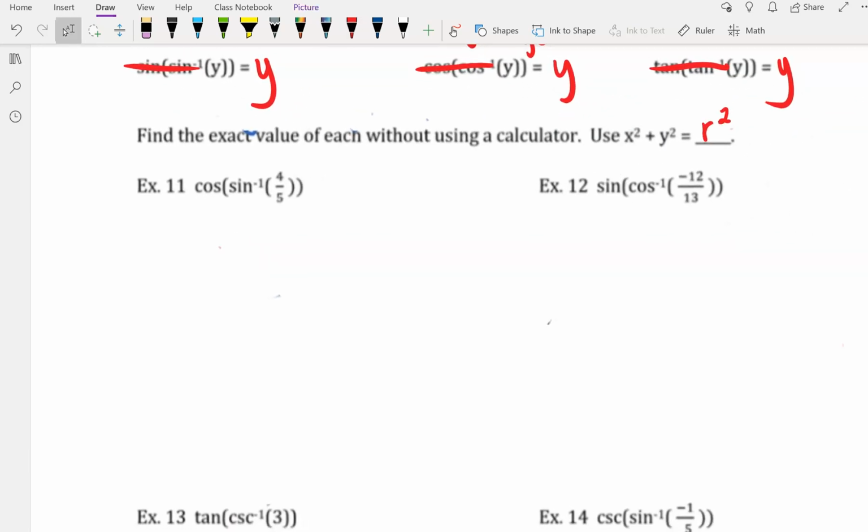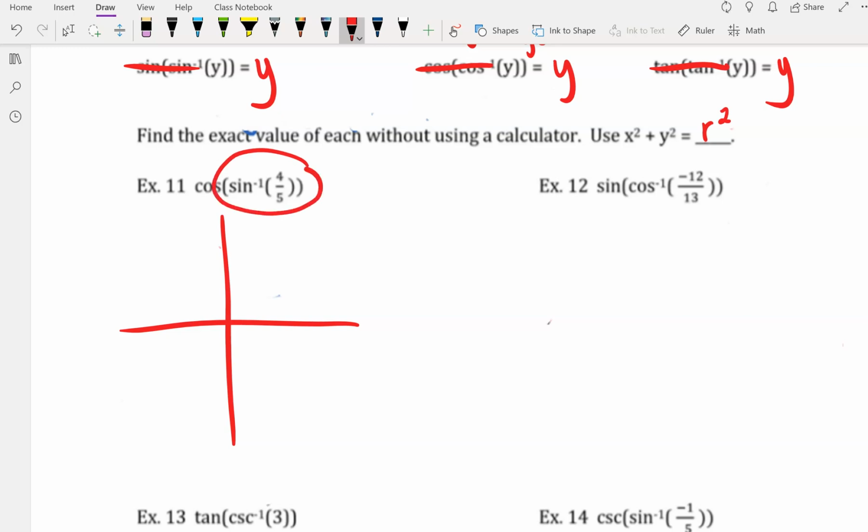All right, so we're going to draw pictures for all of these. So I'm going to start with inverse sine of 4 over 5. So I know that sine is opposite over hypotenuse. So I'm going to show that the opposite over hypotenuse is going to give us 4 over 5. So opposite is going to be 4. Hypotenuse is going to be 5.